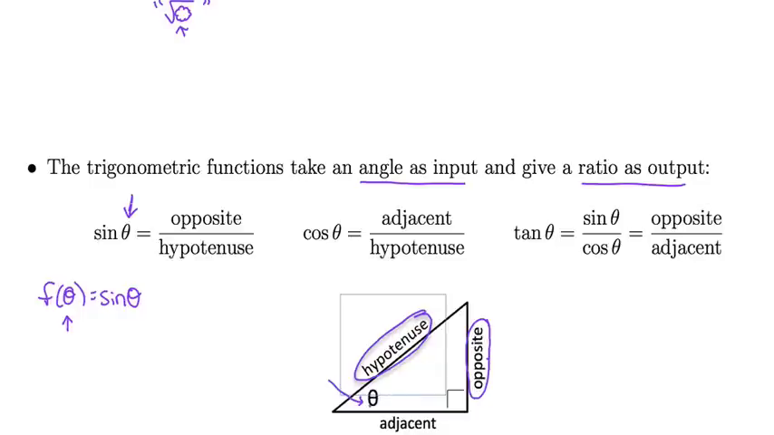Tan, depending on how you want to write it, is opposite over adjacent, which is the same as sine over cosine. Now, how do we see that? Well, sine is opposite over hypotenuse. Cosine is adjacent over hypotenuse, and we know that to divide fractions, we can multiply by the reciprocal. If we do that, the h's cancel, and you get opposite over adjacent. So tan can either be seen as sine over cos or opposite over adjacent.